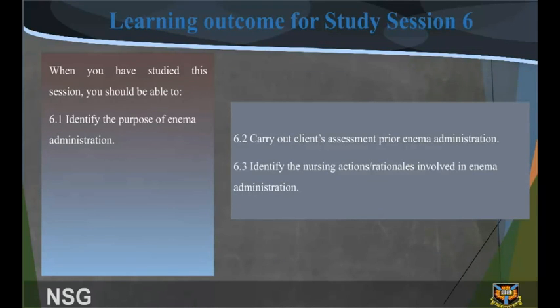Learning outcomes. When you have studied this session, you should be able to: 1. Identify the purpose of enema administration. 2. Carry out client assessments prior to enema administration. 3. Identify the nursing actions involved in enema administration.